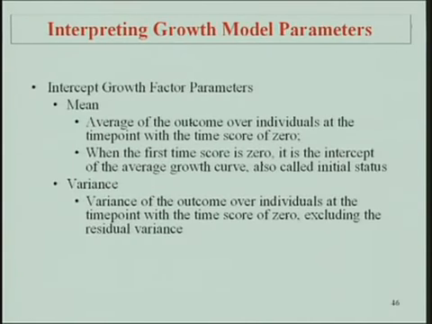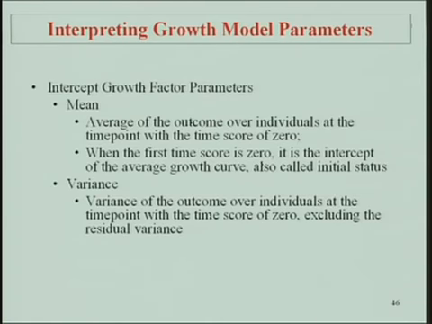What about the parameters? Well, you have to remember now that eta 0 and eta 1, the intercept and the slope, are variables. So a variable can have many parameters related to it. Certainly it has a mean, has a variance, and can have regression coefficients connected to it. You can regress it onto variables. You can let it predict variables. So we're going to talk about growth model parameters.